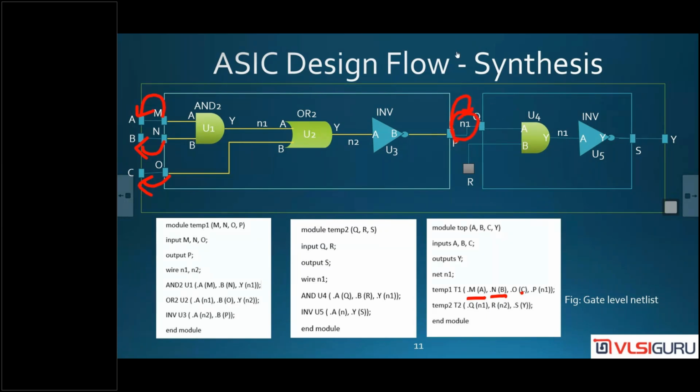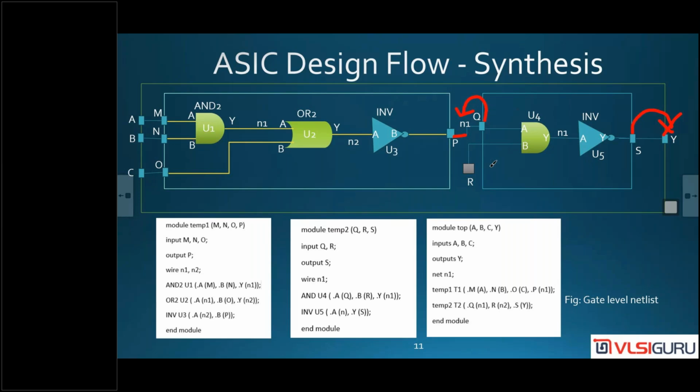Next, temp 2, where is it connecting? Your Q is connecting to what? Net N1. And R is connecting to net N2. Actually, there is no net N2. That is a mistake. R is not connecting to net N2. That is a mistake there. And where is S connecting? S is connecting to Y.